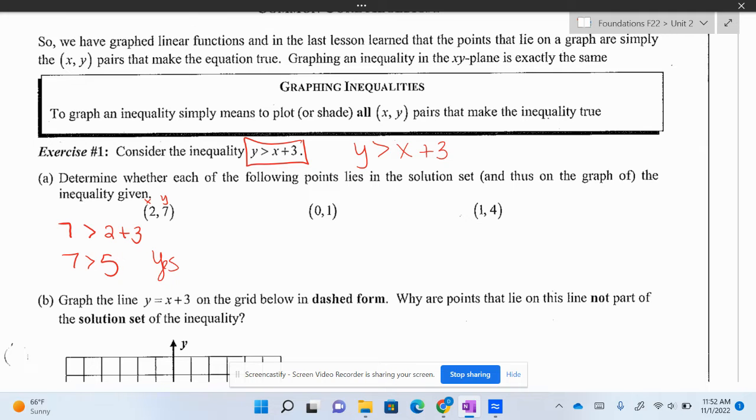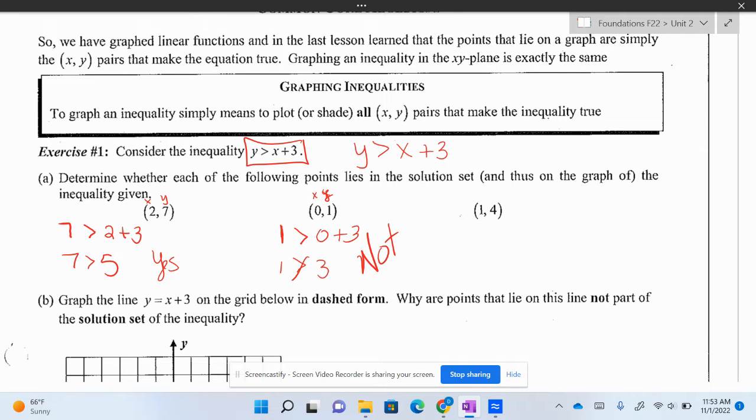Okay. Let's try the point 0, 1. So remember, those are my X and my Ys. So what am I replacing Y with? 1. 1 is greater than X plus 3, which is 0 plus 3. That says 1 is greater than 3. Is that true? No, not true. So it's not a solution. Okay? Are we good with that?